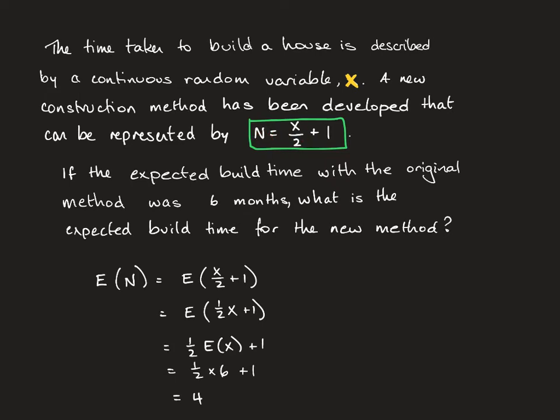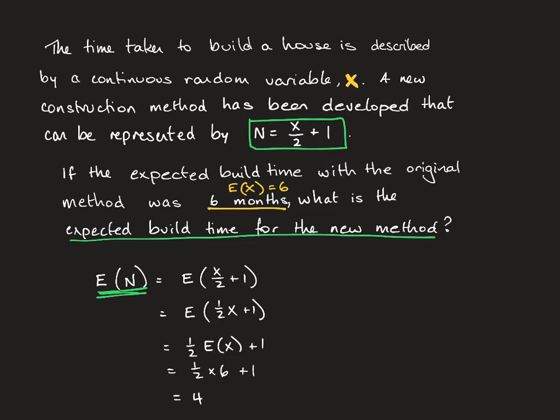So if I know some information about the original x value, I can work out some information about this new random variable. So if the expected time to build with the original method was 6 months, so E of x is equal to 6, what's the expected build time for the new method? So that will be E of n.